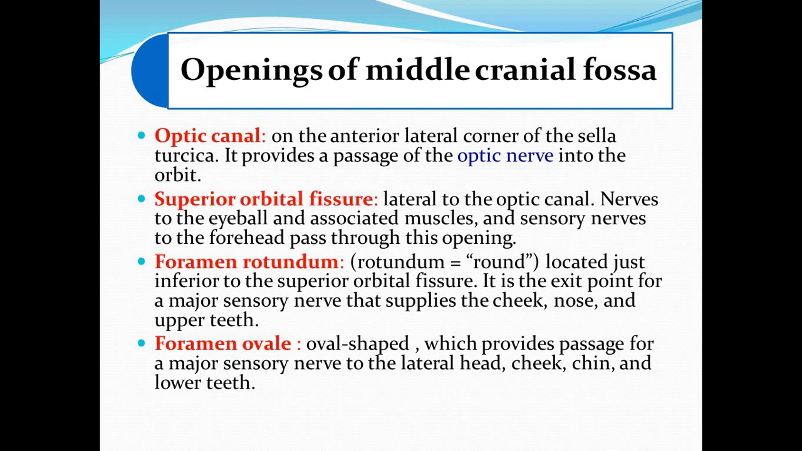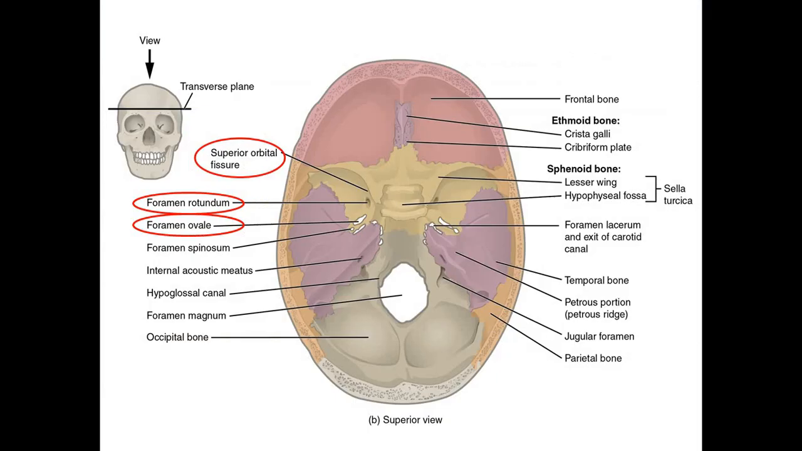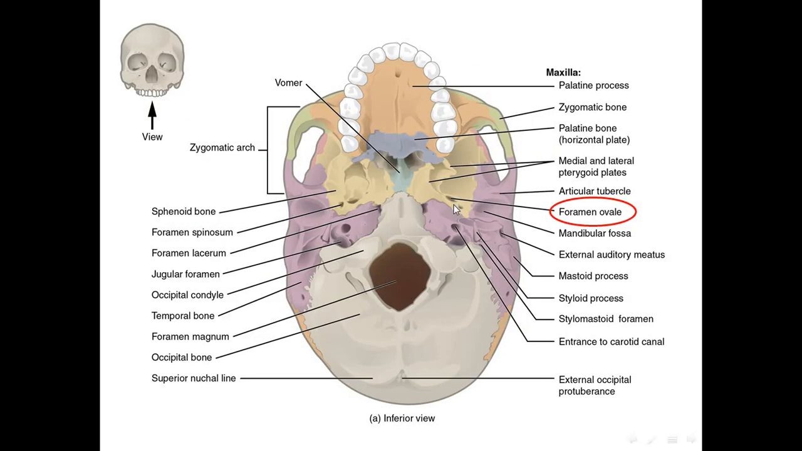Another oval shaped foramen is the foramen ovale, which provides passage for a major sensory nerve to the lateral head, cheek, chin, and lower teeth. Let's have a look at these openings. On the anterior lateral corner of the sella turcica is the optic canal. So the optic canal is supposed to be at this location. This is foramen rotundum. This is foramen ovale. This is foramen ovale from the inferior view of the skull base. This is the opening of foramen ovale here.